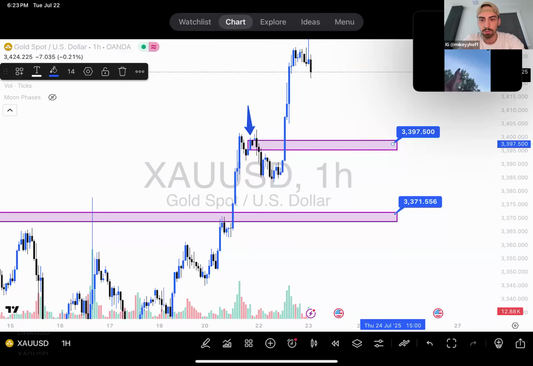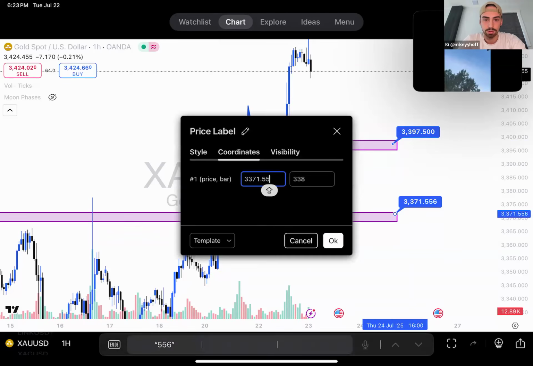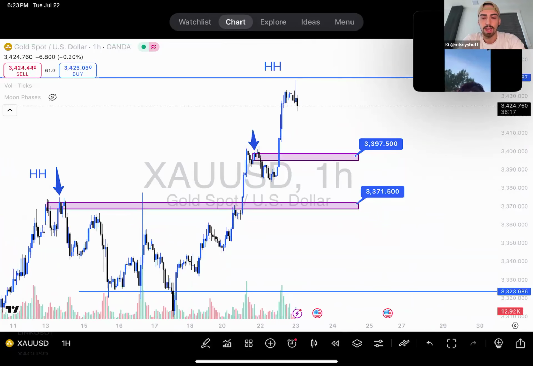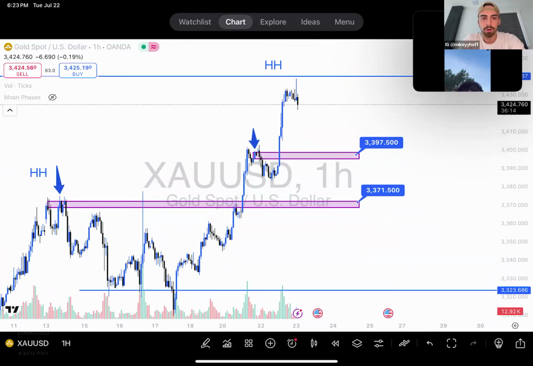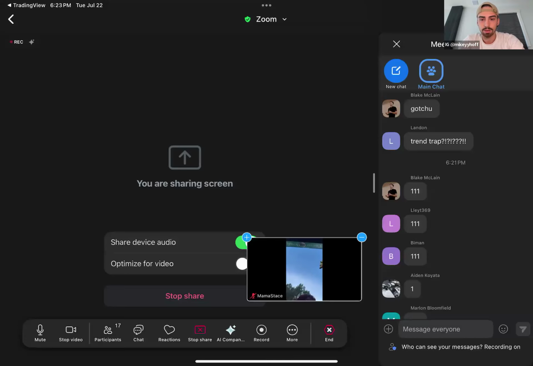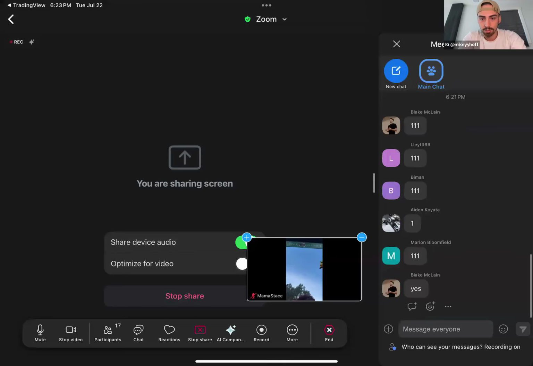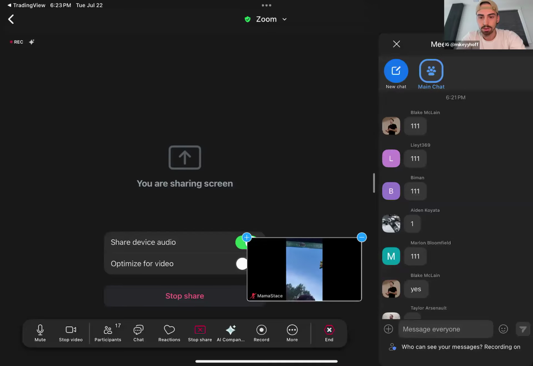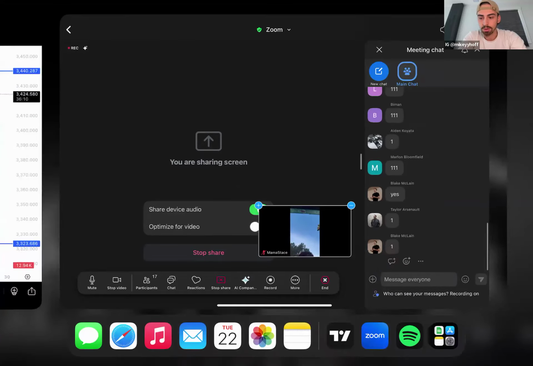And then right here as well, we see it's at 3371.556. We'll actually change that and just go down to 3371.5. So now we have our two zones. Does that make sense? Drop a 1 in the chat if that makes sense. Awesome. I'm seeing some ones.